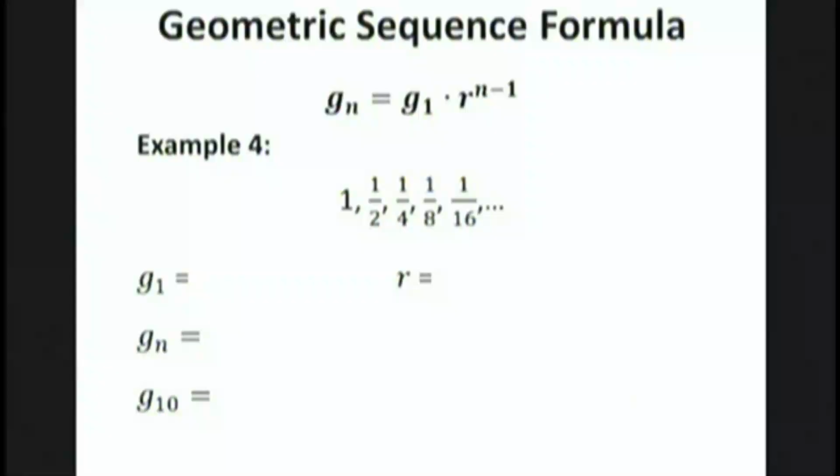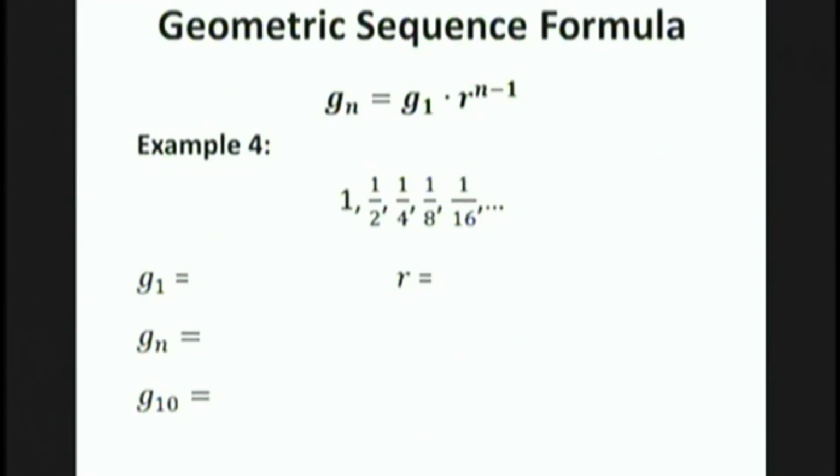The information I already covered is all that most students really need to know, but for completeness, I want to talk about the geometric sequence formula. The geometric sequence formula is G sub n equals G1 times r to the n minus 1, where Gn is the nth term of the sequence. For example, G1 is the first term of the sequence.